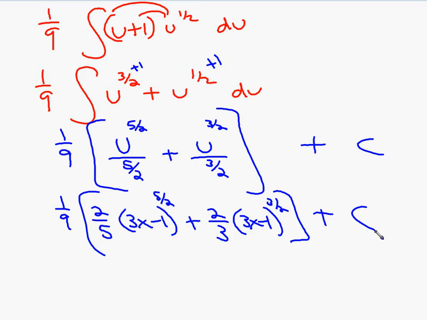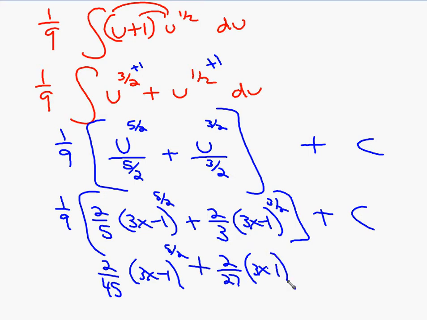Couldn't I distribute the 1/9 through? I mean, I could. And that would give me what? 2/45 times 3x minus 1 to the 5 halves plus 2/27 times 3x minus 1 to the 3 halves plus c. Now the du goes away after we find our antiderivative. All right? That one is actually about as monstrous and ugly as they get. Let's look at one that's not as painful.